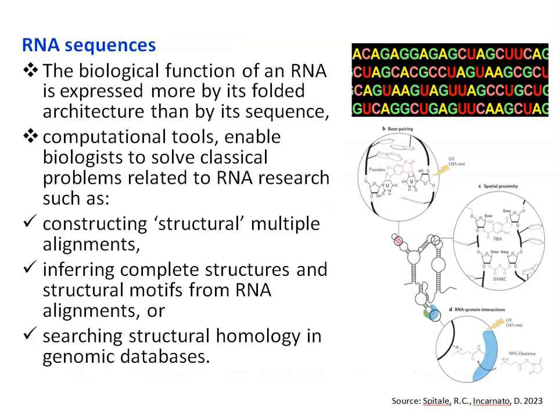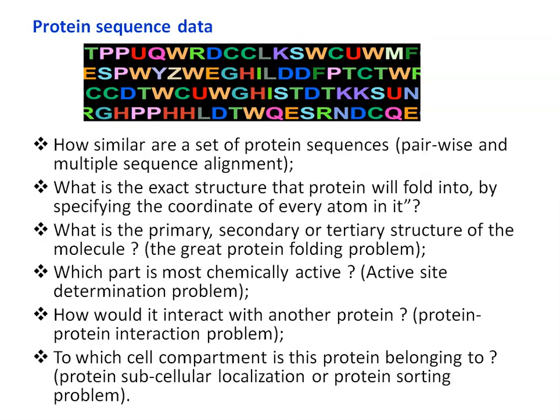Similarly, on the basis of RNA sequences, the biological function of an RNA is expressed more by its folded architecture, just look at this diagram, than by its sequence. So this is sequence data, and these are the folded architecture. Here, computational tools enable biologists to solve classical problems related to RNA research, like constructing structure multiple alignment, inferring complete structure and structural motifs from RNA alignment, or searching structural homology in genomic databases. Then questions that come from protein sequence databases.